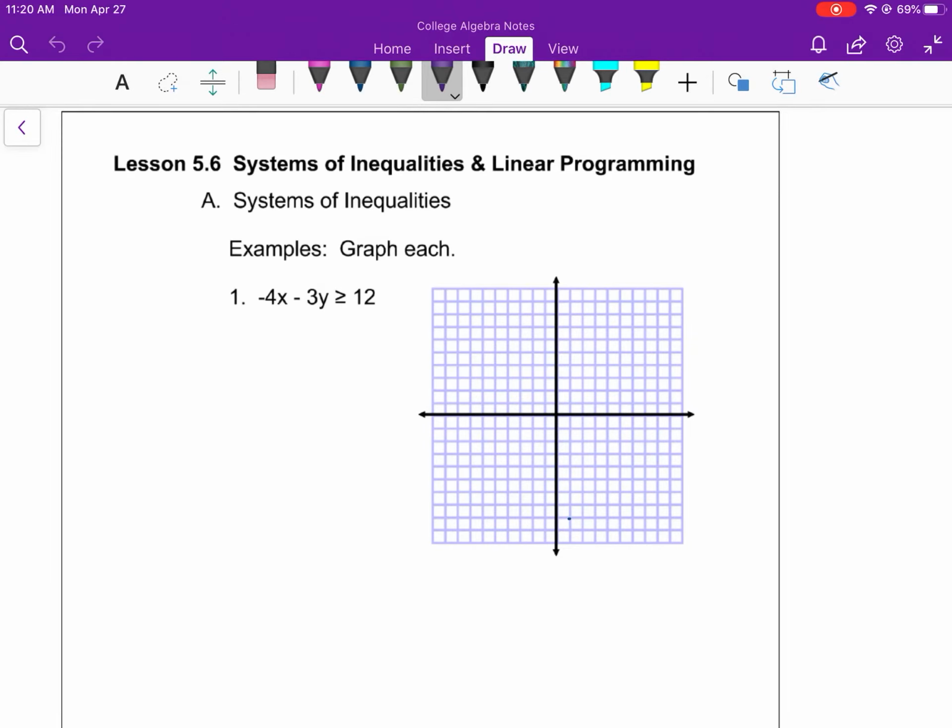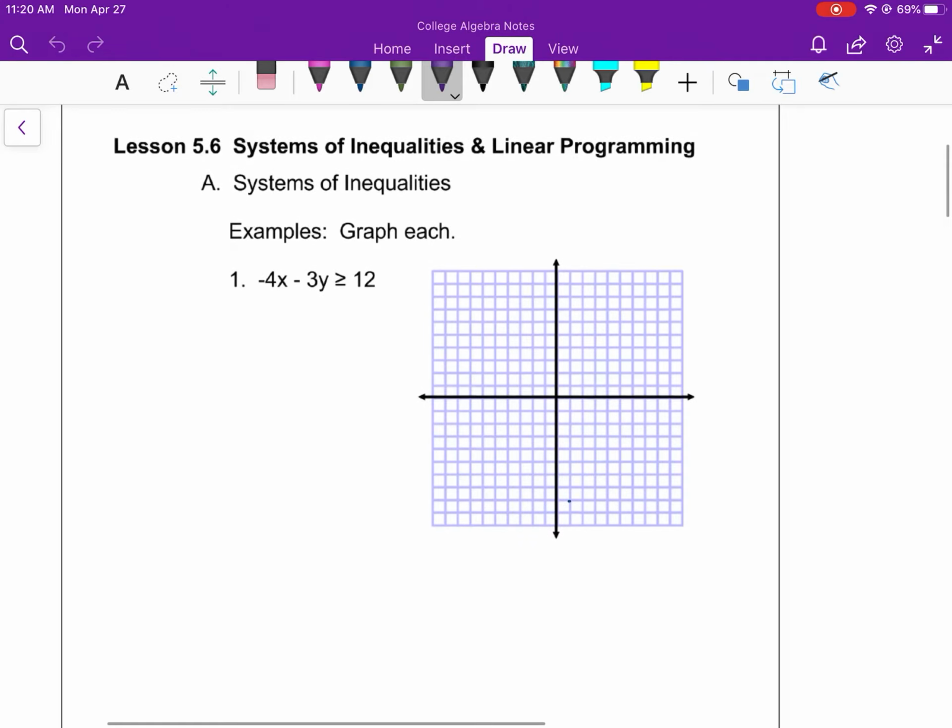College Algebra. Welcome to your last lesson of the course. We're going to do the first half here in this video, and for the first half you're going to be graphing systems of linear inequalities. I say linear, some of them will be quadratic. We'll do a little bit of each.